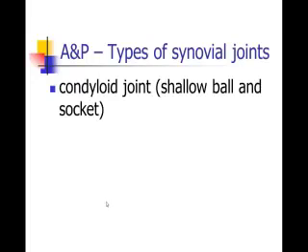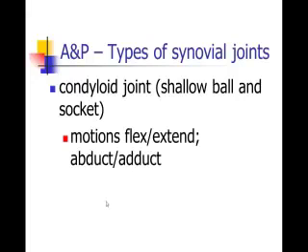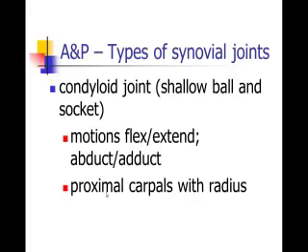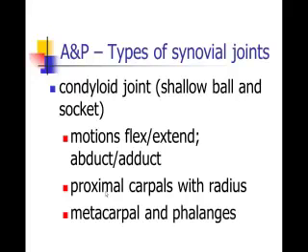Condyloid joints, sometimes called shallow ball and socket joints. Condyloid joints are going to allow for flex, extend, abduct, and adduct. And the proximal carpals have condyloid joints with the radius. Metacarpals have condyloid joints with the phalanges.